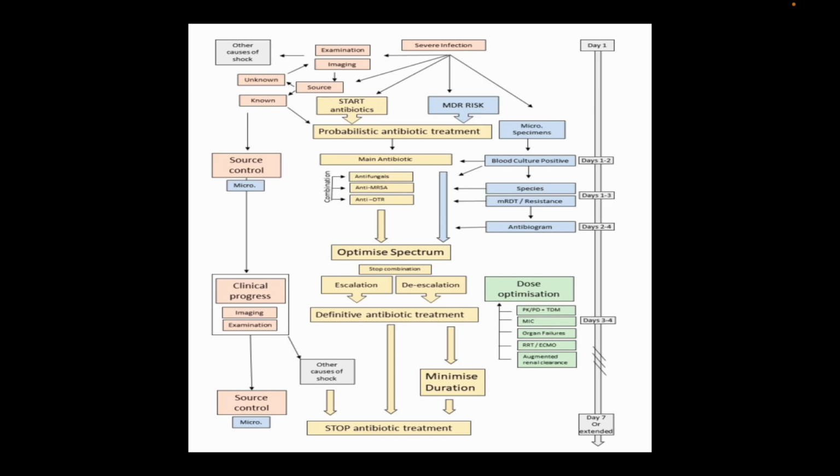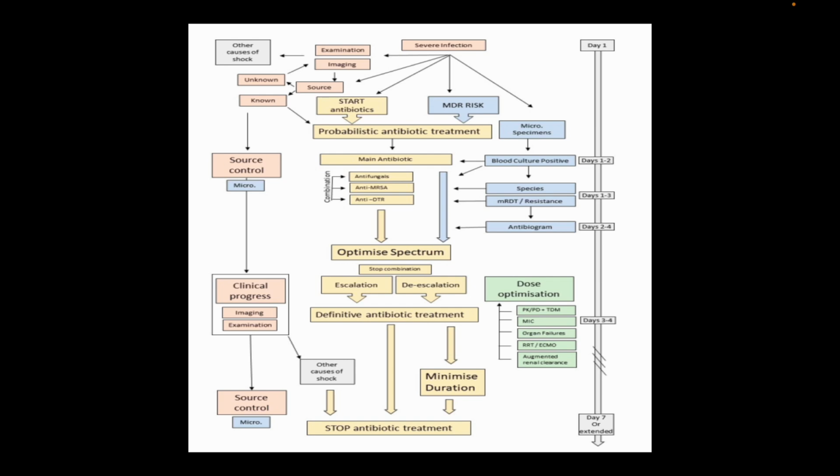So what is our take-home message? The take-home message is that first you do the initial assessment on day 1, performing an examination or imaging to determine where the severe infection is present and find the source of infection. Consider the risk of multi-drug resistant organisms based on individual factors, the stay in ICU and hospital factors. Collect the microbiological specimen and start the treatment. Begin with a probabilistic antibiotic treatment.